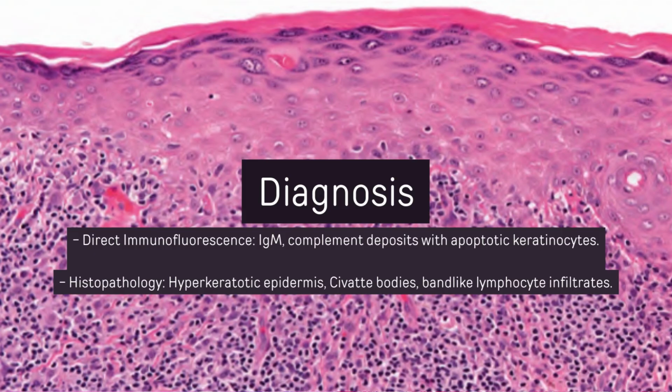Diagnosing lichen planus often requires a multi-step approach. Direct immunofluorescence reveals IgM and complement deposits along with apoptotic keratinocytes. Histopathology shows a hyperkeratotic epidermis, Civatte bodies, and a band-like infiltrate of lymphocytes. These tools help differentiate it from its mimics.